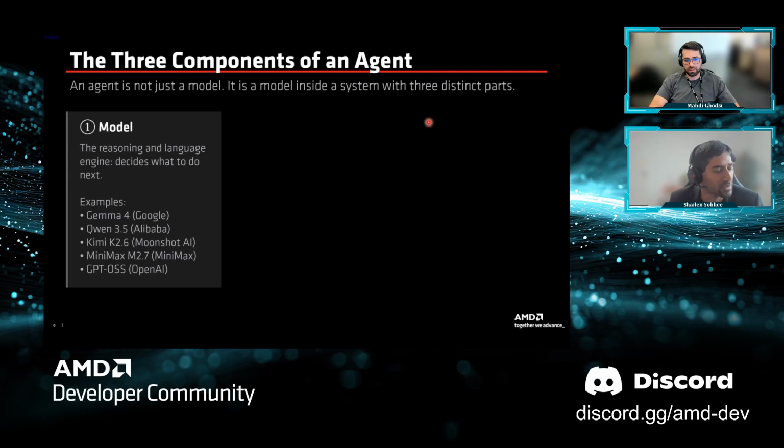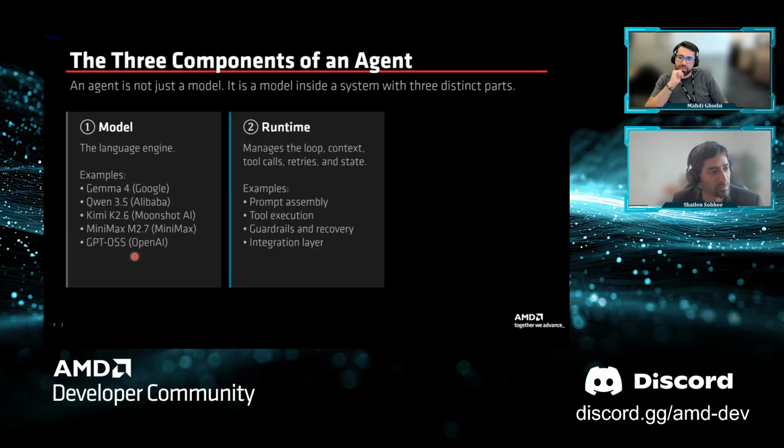I look at it as an agent having three main components. And basically, every AI agent will have these three components. The first component is the model. Technically, that's the tokens in, tokens out engine. And there are various models that you probably are familiar with, like Gemma 4 from Google, Qwen, Alibaba, Kimi, Minimax. These are really great, powerful models.